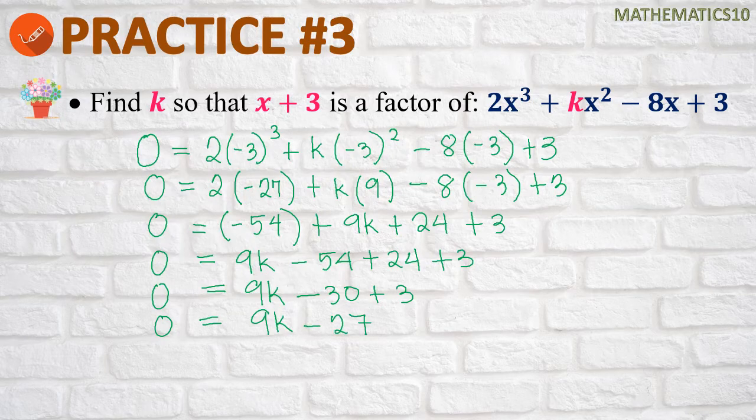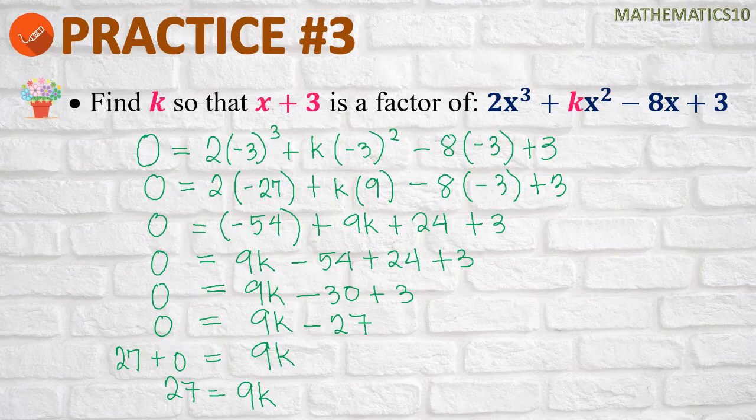And then, of course, we are going to combine like terms as well, which is 0 and negative 27. So we are doing the shortcut, and of course, if we are performing the shortcut, we are going to transpose the negative 27. We will have 27 plus 0 equals 9k. Next, so we will have 27 equals 9k, but we are not yet done.